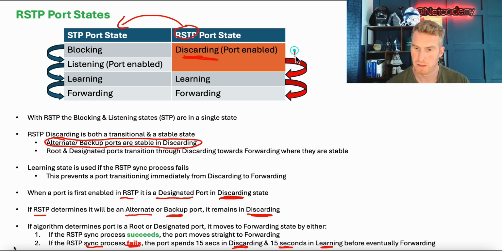So it's going to spend 15 seconds here and another 15 seconds here, and thus it's basically the same learning period that you get in the STP world, i.e. 30 seconds in total. So yes, RSTP is backwards compatible with STP, but RSTP should really be the protocol of choice in a layer 2 network to prevent loops, because as you can see, it can get into a forwarding state a lot quicker because of that glorious sync mechanism.